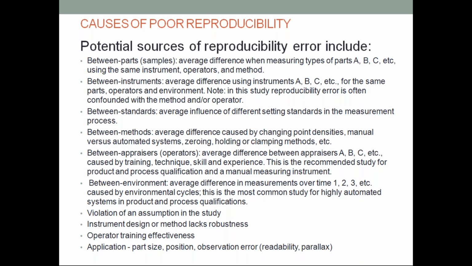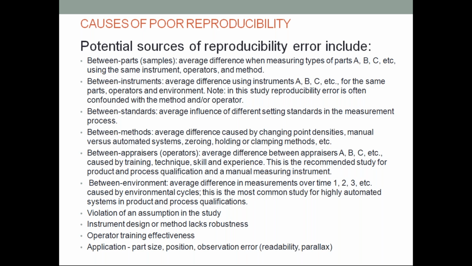When you're watching the person handle the parts, are they difficult to handle? Between instruments, there's an average difference using different instruments. Between standards, between methods, are the operators handling the gauge exactly the same way? Or are they handling it differently, creating variation, causing a reproducibility error? Again, between appraisers, are they doing it differently?